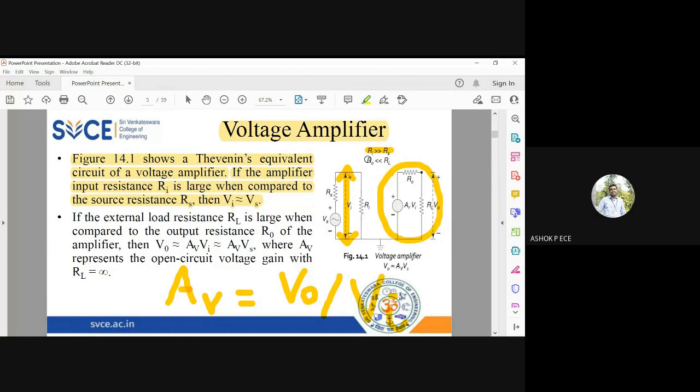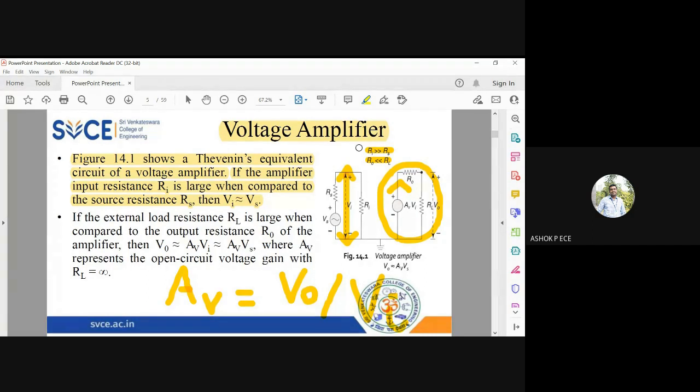And on the output side, you see R0 is very much less than RL. Only when the output resistance is very small can the amplifier transfer the entire amount of useful power to the load. If R0 is very large, that power is getting blocked here itself, so it will not reach your load. Ideally, R0 should be 0, and RL should be infinity. So if R0 is 0, whatever current comes out of the amplifier will be available in the load. But practically, you will have some value of R0, and that value of R0 should be very, very small.